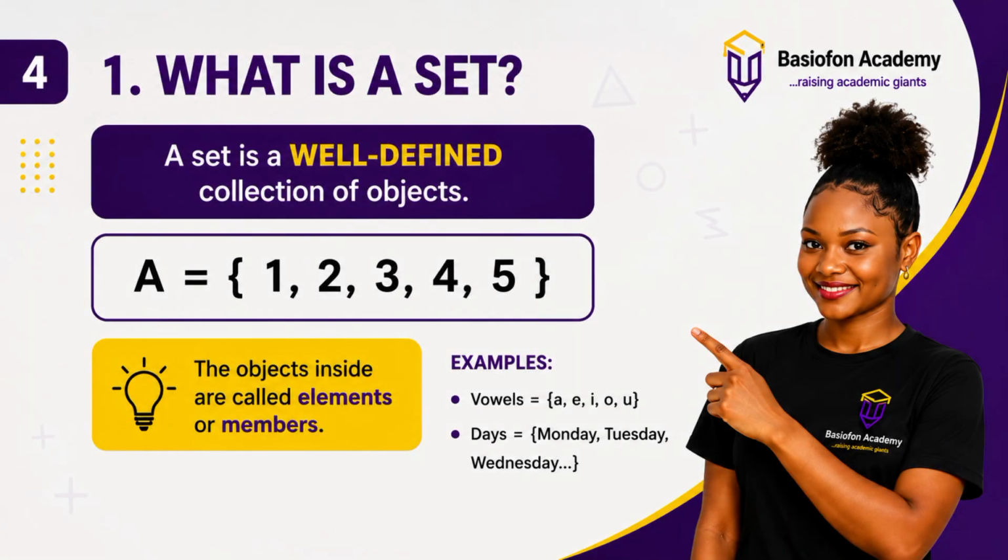First things first, what exactly is a set? In mathematics, a set is simply a well-defined collection of distinct objects. The objects inside a set are called elements or members. Look at the screen. Set A contains the numbers 1, 2, 3, 4, and 5. Those numbers are its elements. Another classic example is set B, which records the letters A, E, I, O, U, a set of English vowels.